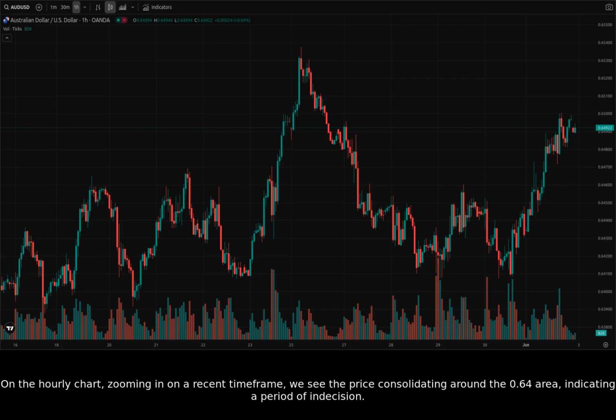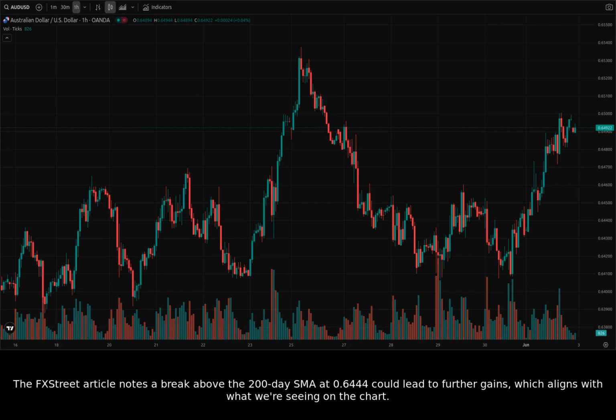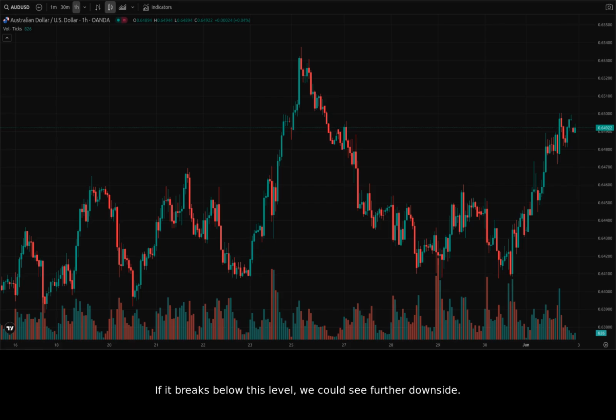On the hourly chart, zooming in on a recent time frame, we see the price consolidating around the 0.64 area, indicating a period of indecision. The FX Street article notes a break above the 200-day SMA at 0.6444 could lead to further gains, which aligns with what we're seeing on the chart. If it breaks below this level, we could see further downside.